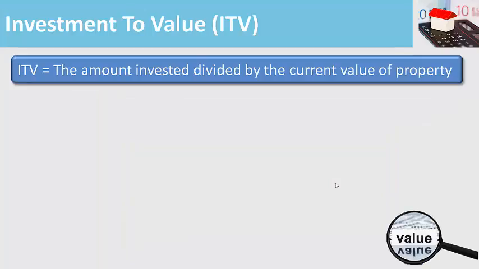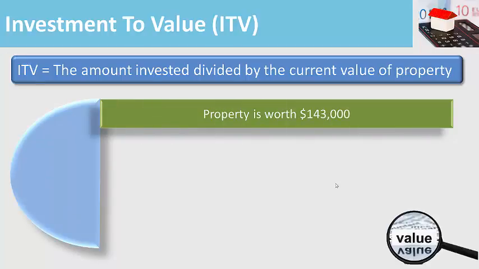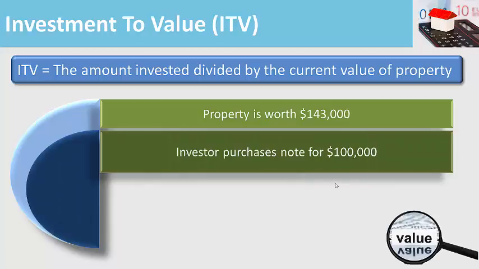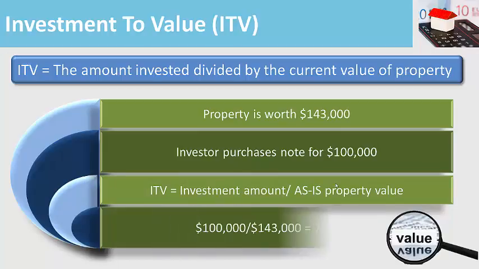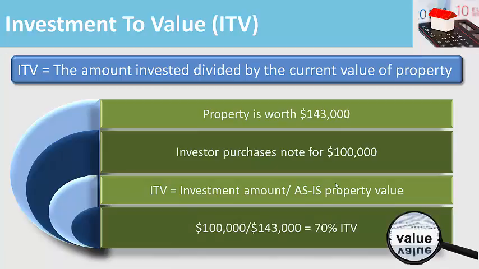But before we continue, we want to make sure you have a full understanding of the investment to value, ITV, concept. What is an ITV, or investment to value? Simply stated, this is the amount that you invest divided by the current value of the property. For example, we have a property where the as-is value is $143,000. An investor purchases the note for $100,000. The ITV is calculated by the amount invested divided by the as-is value of the property. So $100,000 divided by $143,000 is a 70% ITV. So there's a 30% equity cushion in this particular note.